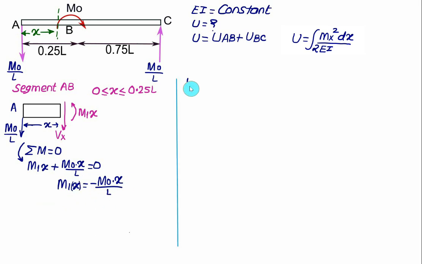So the strain energy in the portion AB will be given as an integral, with limits from 0 to 0.25 times L.